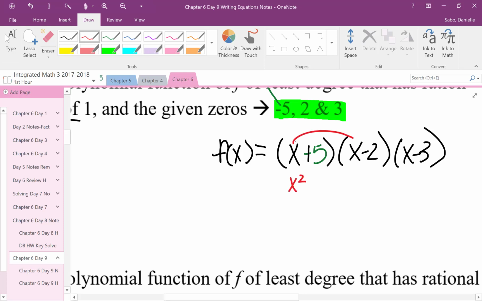X squared. Then what's x times negative 2? Good, negative 2x. Done with that first one. I'm going to move on to that 5. So I have 5 times x, which is beautiful, and then 5 times negative 2, which is very good. Do you have questions on how I got that one group right there?